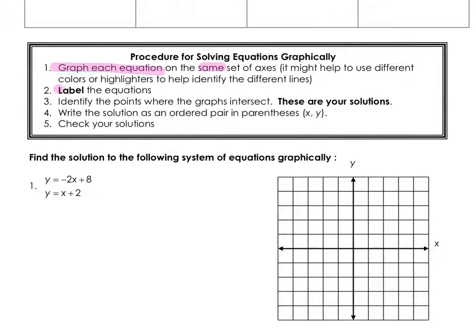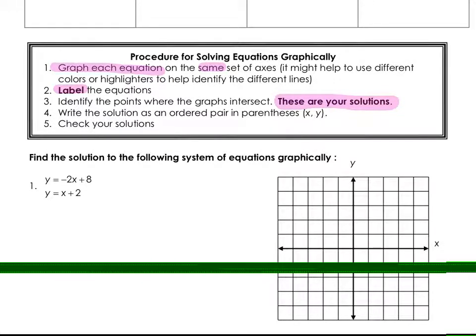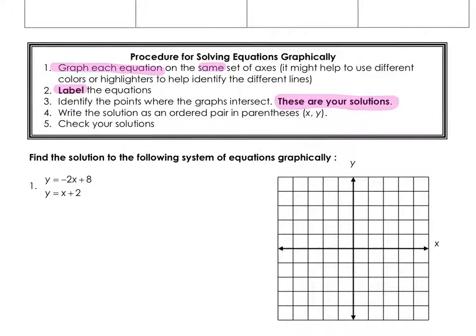Then we always need to label the equations, because there are two different things in this graph and I have to know which one is which. And then identify the points where the graphs intersect, if any, and those are your solutions. So we're looking for points of intersection. But remember, from above, they might intersect once, they might intersect infinitely, or they might not intersect at all. Then we write the solutions as an ordered pair in parentheses, and they're always x comma y. And then we can check our solutions.